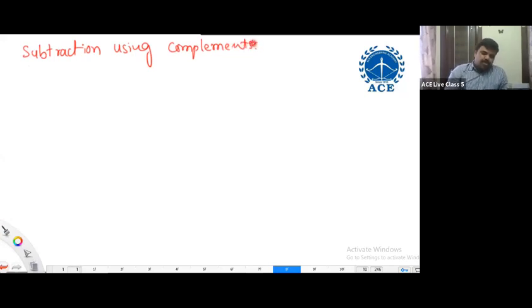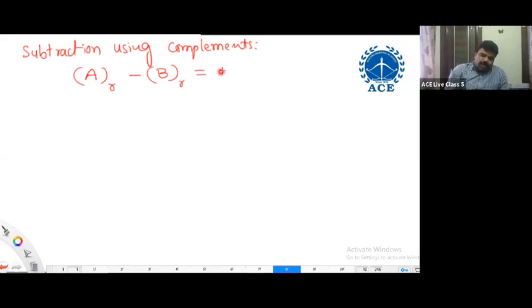Next is subtraction using complements, which we know already. Let us revise that concept. Let me take A is a number in radix R minus B is a number in radix R.